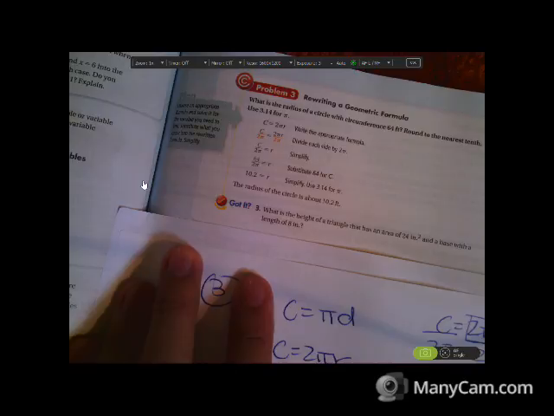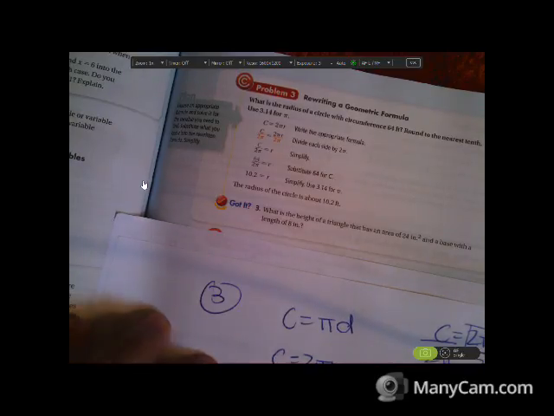Alright. So let's go over. Why don't you try this one? What is the height of a triangle that has an area of 24 inches squared and a base of 8 inches? Alright, so last problem.